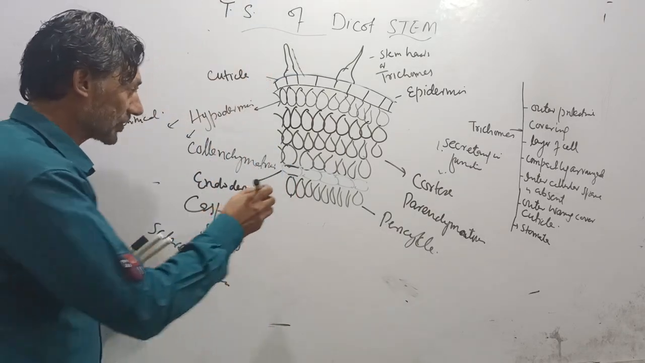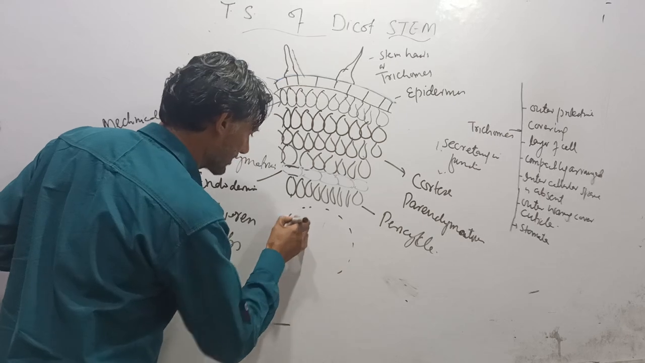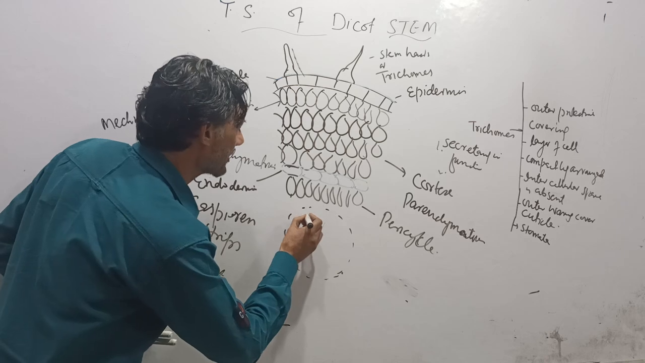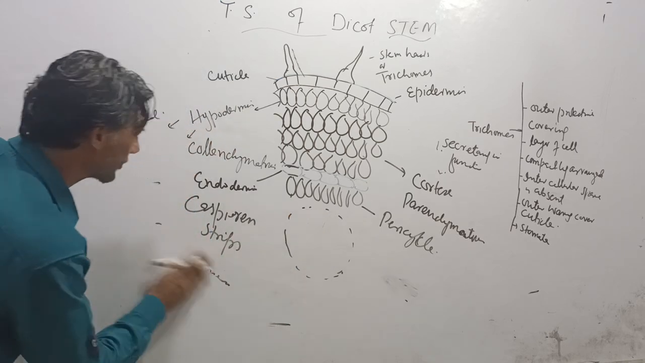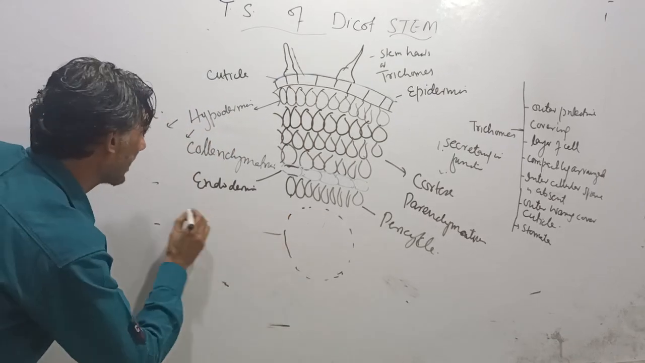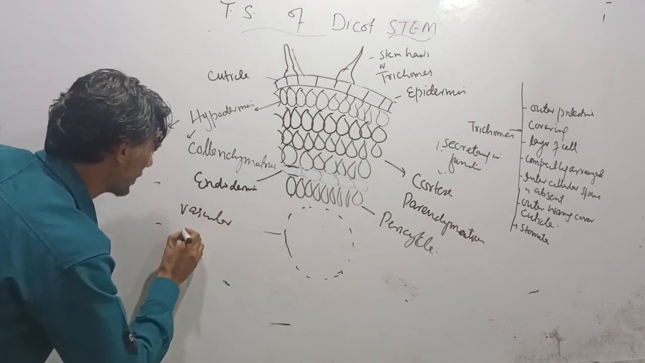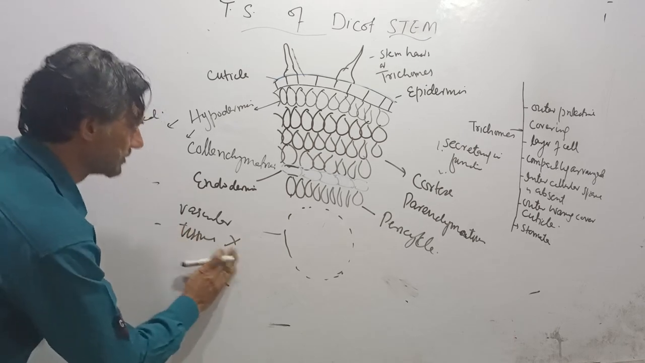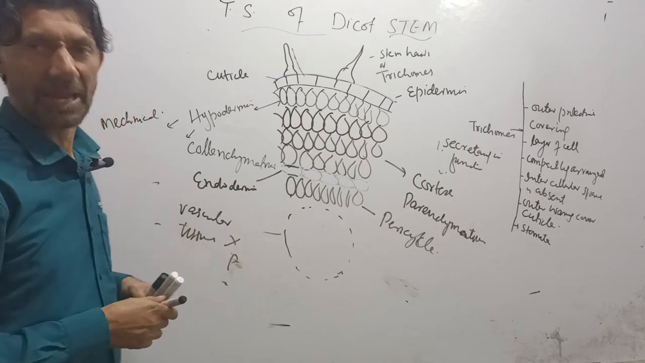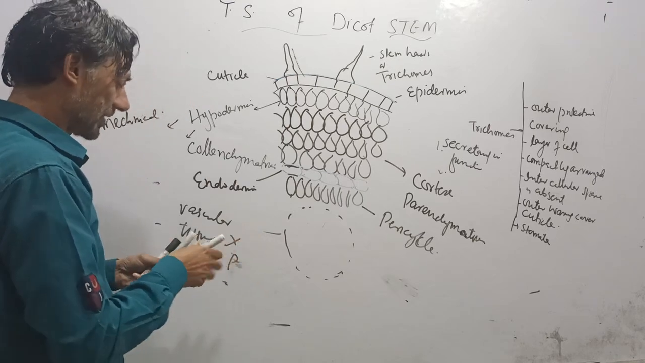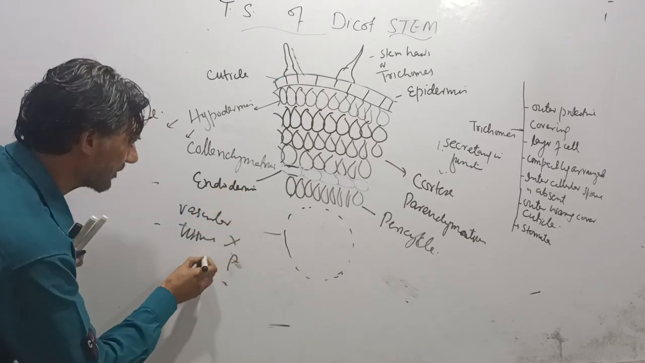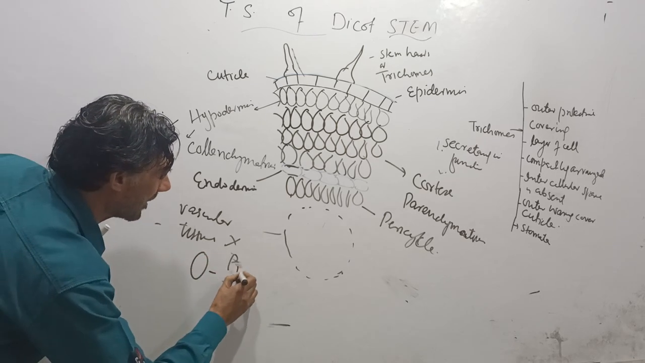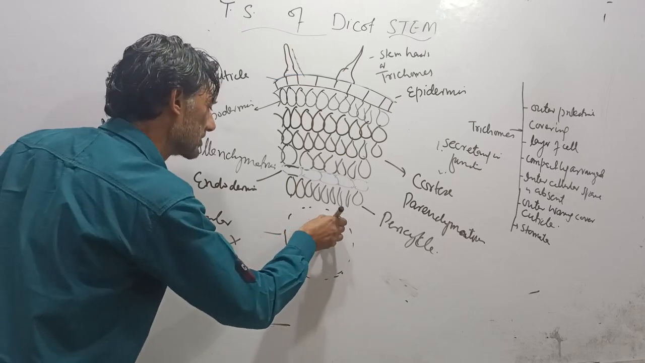In the center, there is the vascular tissue. The vascular tissue is made up of xylem and phloem. Usually xylem and phloem lie side by side and make a bundle-like structure. That is called a vascular bundle.